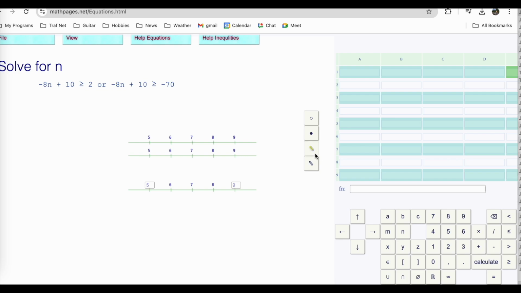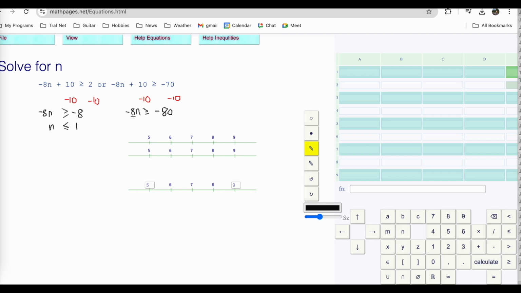Same thing we're going to do here. I want to get rid of that 10, so I'm going to subtract 10 from both sides. Minus 10, and that gives us negative 8n is greater than or equal to negative 8. And here we have negative 8n is greater than or equal to negative 80. Divide both sides by negative 8, which is going to flip the direction of this thing. Divide that by negative 8, we get n. Divide this side by negative 8, we get 1. N is less than or equal to 1.